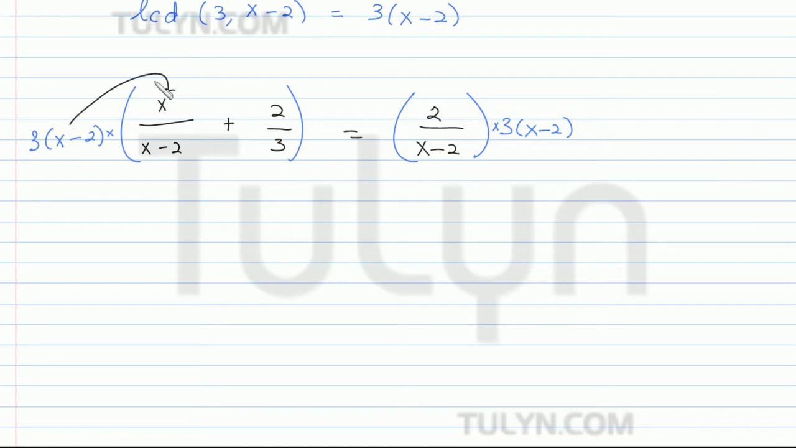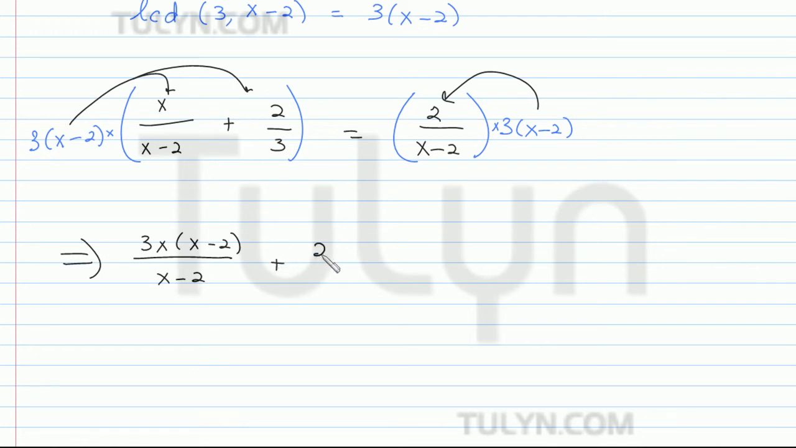So doing that, I'm just going to distribute, and I'll worry about reducing later. So distributing straight, this becomes 3x times x minus 2 over x minus 2. Right, all I did was put the 3 times x minus 2 in the numerator and leave everything else alone, right? So this becomes 2 times 3 times x minus 2 over 3, equals 2 times 3 times x minus 2 over x minus 2.